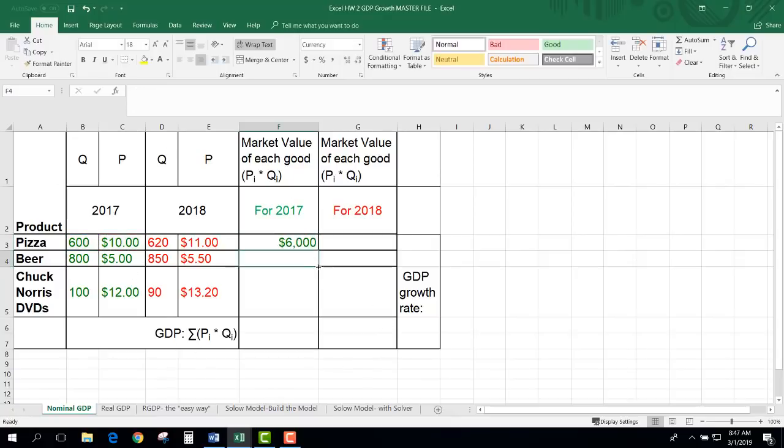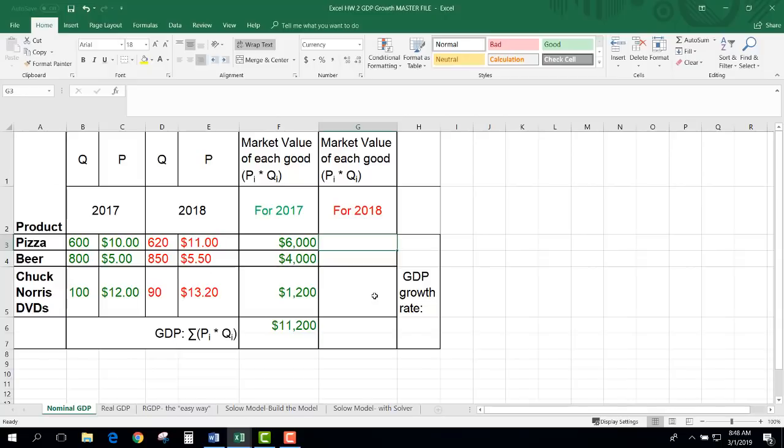I'm just going to use cell references to calculate the total value of each item that I'm going to fill. So I see that we produce $4,000 worth of beer, 800 6-packs times $5 each, and then $1,200 worth of Chuck Norris videos, 100 videos at $12 each. Okay, so price times quantity, price times quantity, price times quantity, and then GDP is the sum of those 3 price times quantity products. So total GDP was 11,200 in 2017.